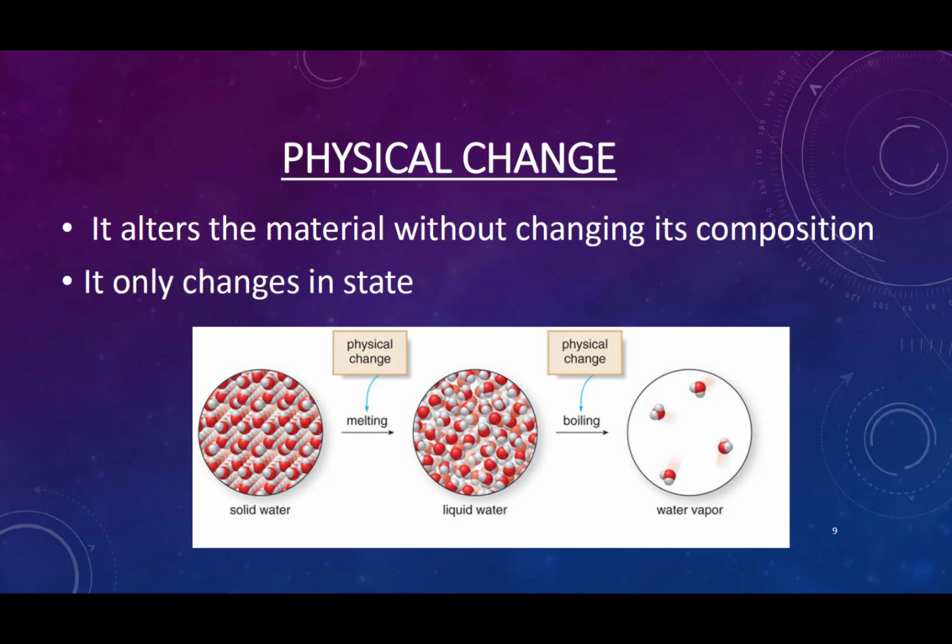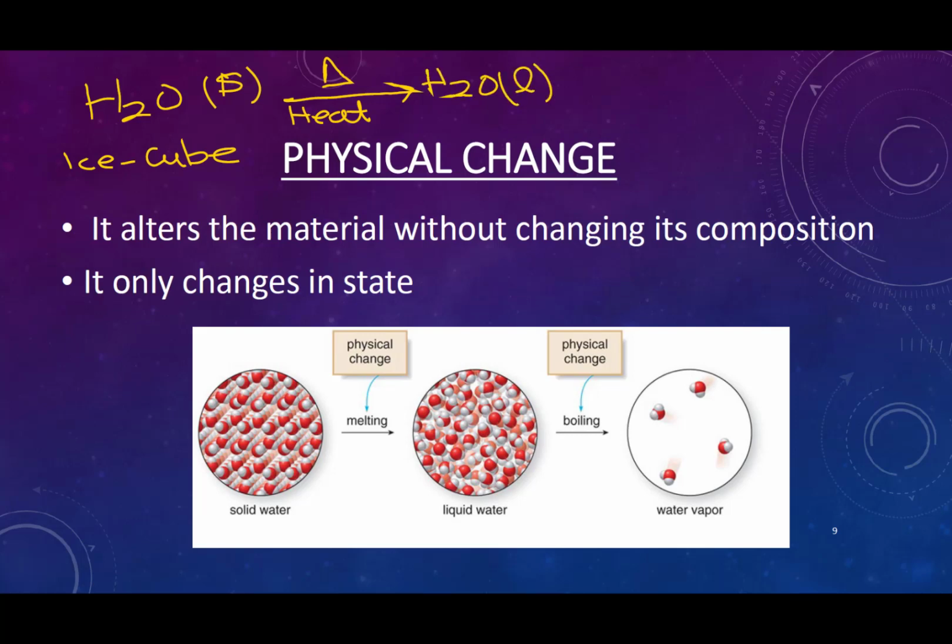Then if you look at this example, here we went from solid water, which is an ice cube. Solid water is our ice cube. You're going to heat it up. This little triangle means heat. And it's going to become liquid water. And then you heat it further and it becomes gaseous water. Water vapor, that's what it is.